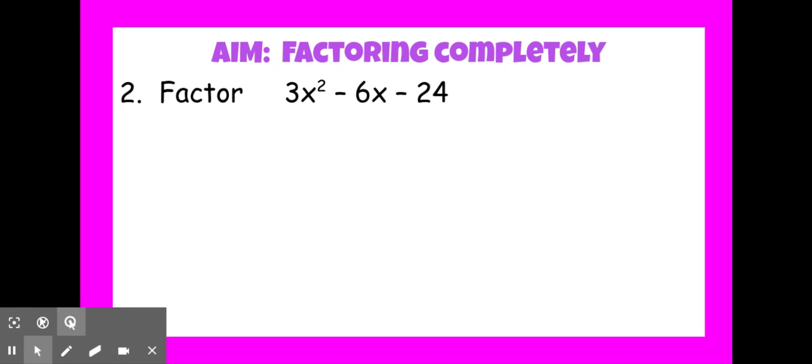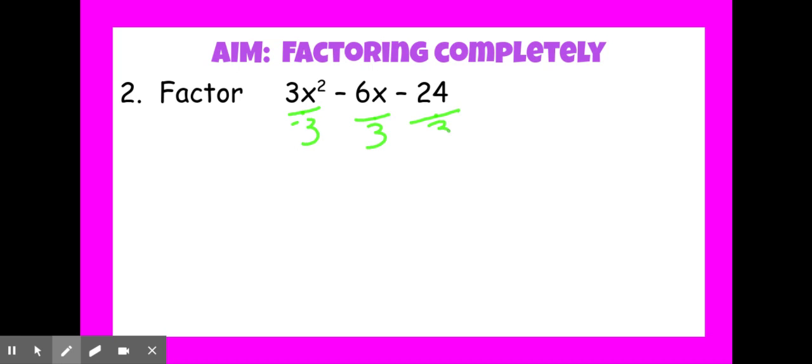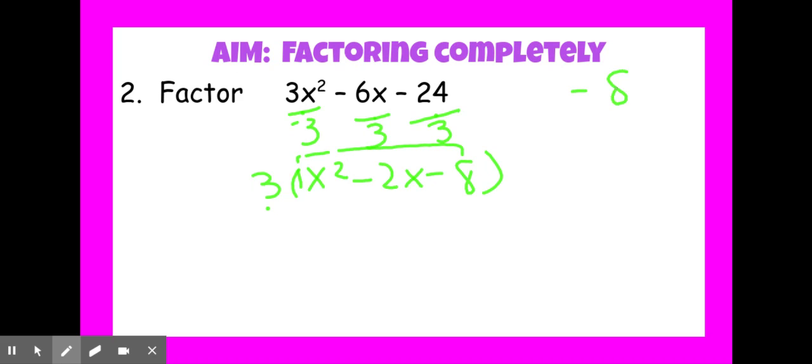Now we're going to go on to number 2. Again, look for a GCF between 3x squared, 6x, and 24. Obviously it's only 3 because there's no x in common between all 3 of them. So when I factor out a 3, I'm left with x squared minus 2x minus 8, okay? So the 3 stays. Now I have to factor this trinomial where I'm going to multiply 1 times negative 8. I get my negative 8.